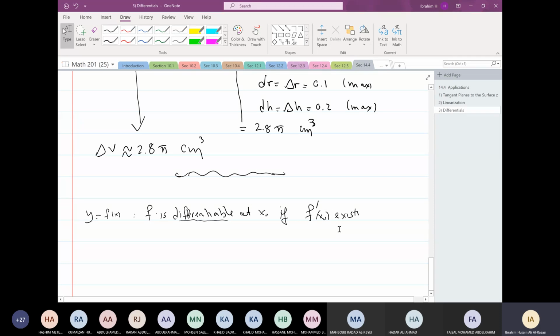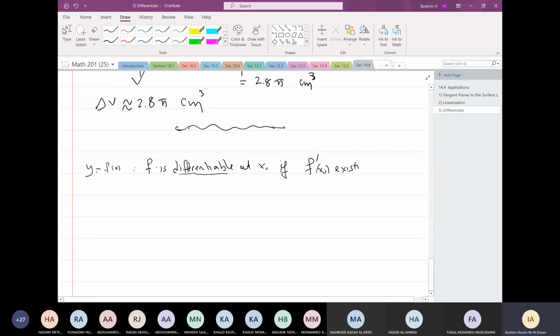Okay, differentiable means able to differentiate. You can find the derivative, meaning f prime exists. So this is a simple way to remember the definition. In Math 101, we say a function is differentiable at x0 if the derivative exists at x0. Period. This is the Math 101 definition.